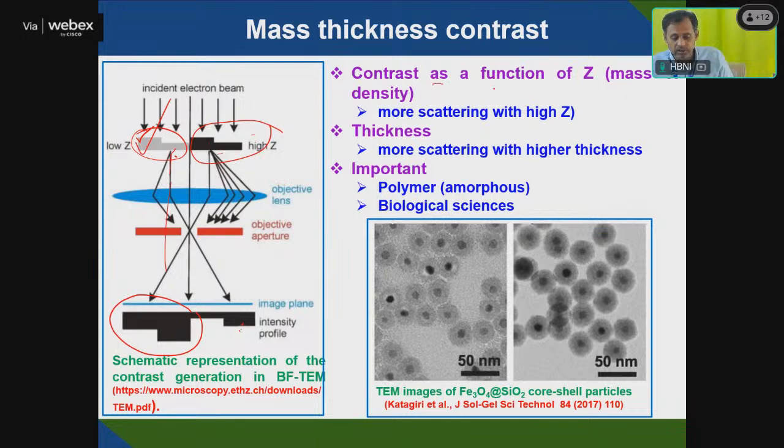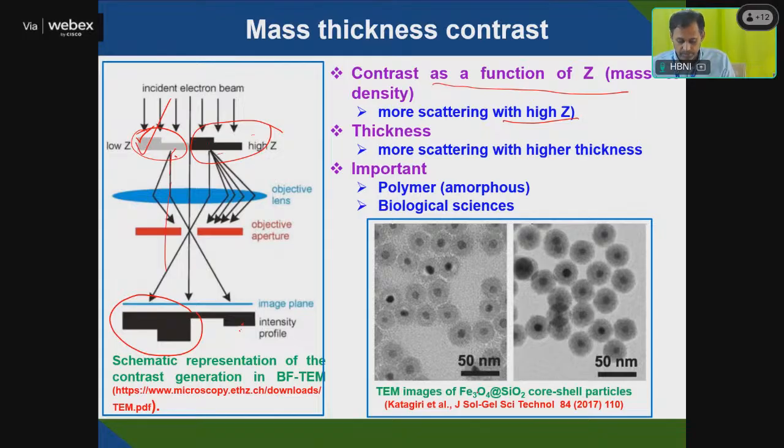The contrast here is a function of Z, that is, the mass or density of the material. The higher the Z of the material, the more the scattering, so transmission will be less. And with more thickness, there is more scattering. In polymer samples, amorphous or biological samples, you can see the thickness.